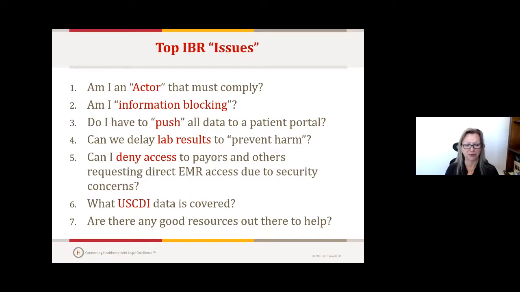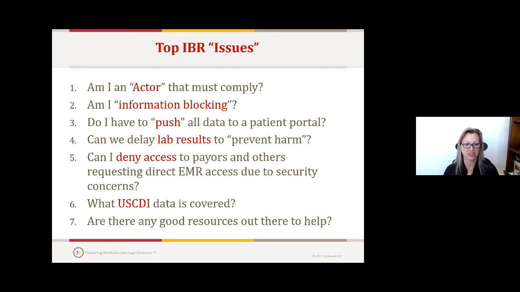Very, very common practice in many organizations, and it created a bit of an uprising, if you will, because it was a common practice to delay lab results for a number of reasons as a matter of course.